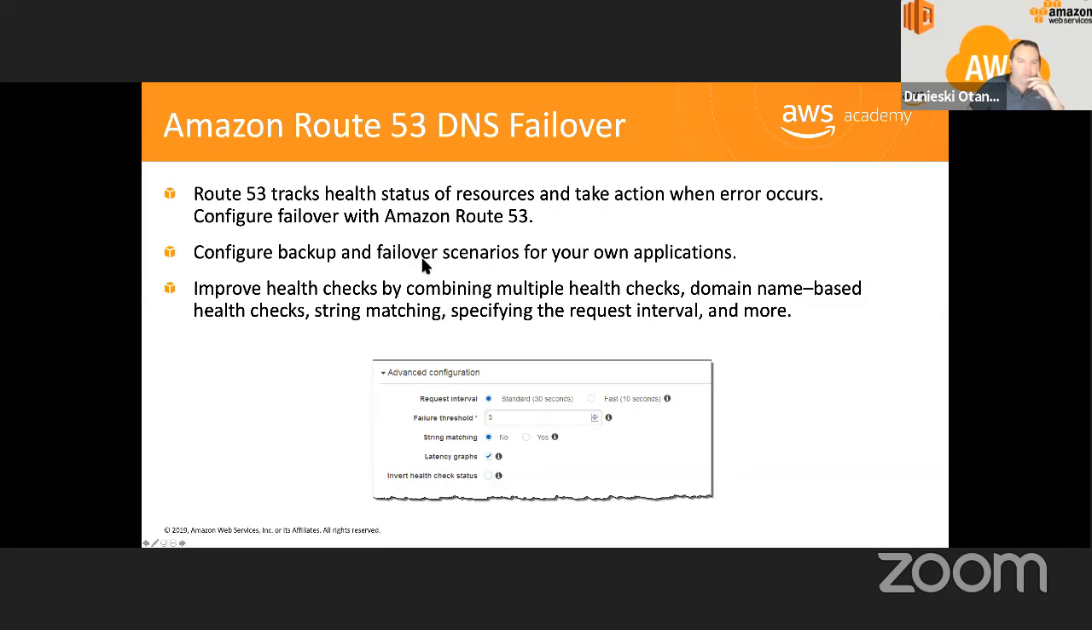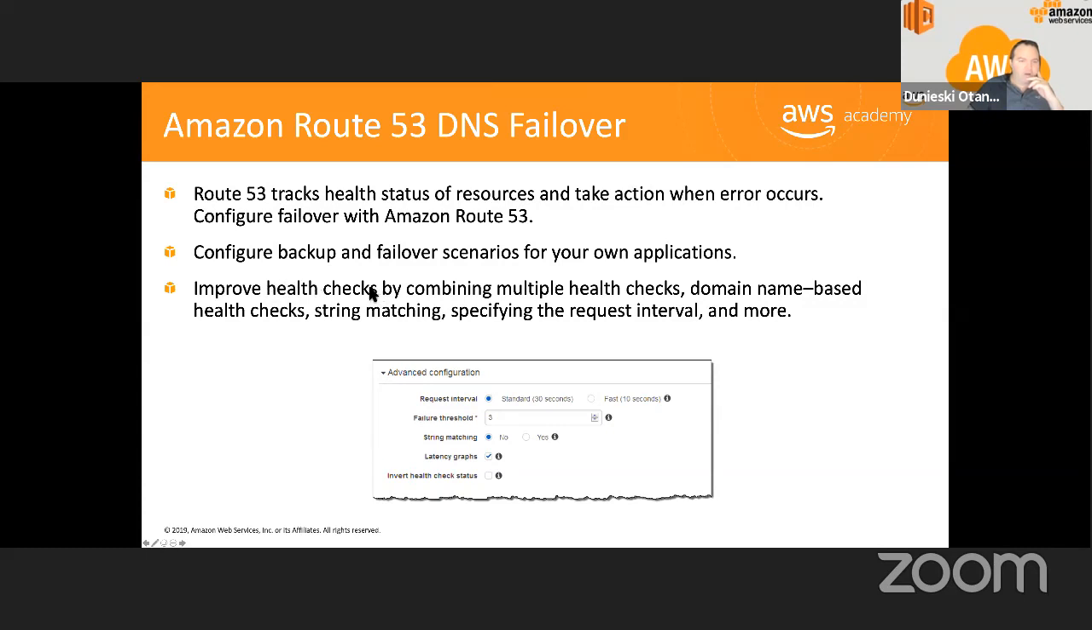Of course, when you do failover, it's good to have a backup in place because a region can be down. And let me tell you something, a region can be down completely, the entire region. So it's good to have cross region replication just in case your entire region is offline, so you can still be operational. Okay, so improve the health checks by combining multiple health checks, domain name based health checks, string matching, specifying the request interval, and more.